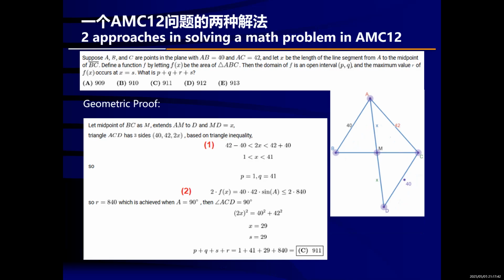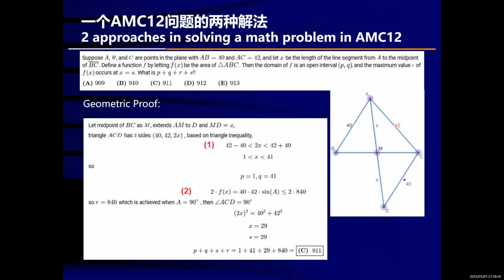In any triangle, the difference between any two sides is always less than the other side. Any side is always less than the sum of the other two sides. That's why we have the red number 1. You see on the screen, red number 1? Simplify this. We get x is greater than 1 but less than 41. So P equals 1 and Q equals 41.